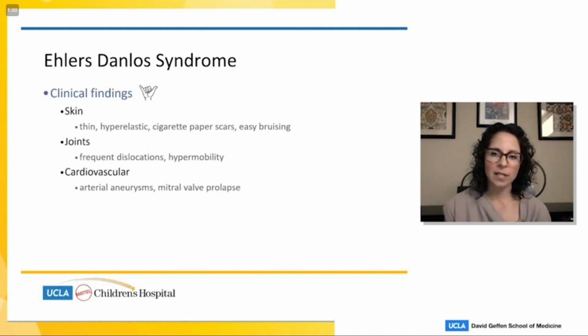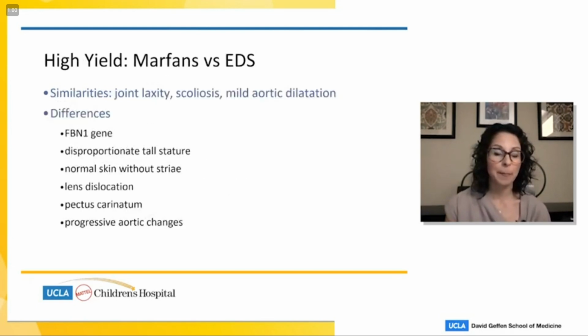Well, look for other signs on a good physical exam, including a good skin exam. Is the skin thin, hyperelastic? Do you notice cigarette paper scars, or is there a history of easy bruising, and not just in the anterior tibial area where all kids seem to have bruising? When you get a history, have they had multiple joint dislocations? Cardiovascular, if you're suspecting a genetic syndrome such as EDS, get that echo. Look for mitral valve prolapse, as well as obviously an aneurysm or early signs.